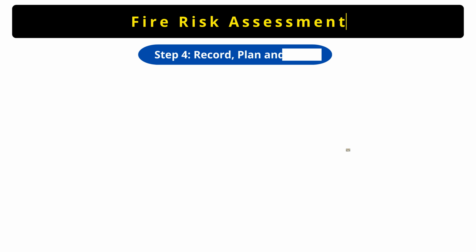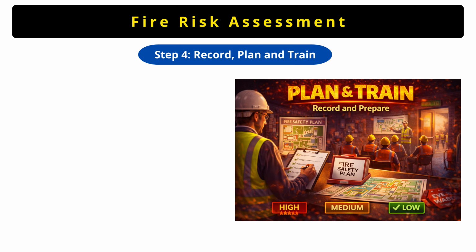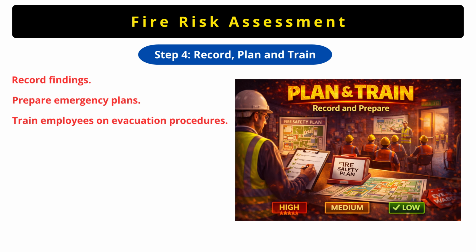Now comes step 4, which is record, plan and train. All the findings must be properly recorded. Whatever observations or findings we get during the risk assessment, it is important to document them. We should also prepare an emergency plan. Employees must be aware of evacuation procedures, and for that proper training is required.